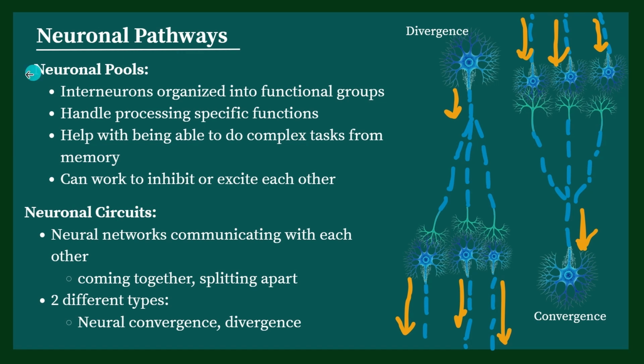The last thing I want to talk about, and it's just a term you need to know, is neuronal pools, and that's where the interneurons are organized into functional groups. We're born with some inherent neuronal pools for helping us with our basic survival, but as we're growing up from babies and learning certain things, we develop more neuronal pools that make these connections happen. That's part of our neuroplasticity: these interneurons collect in increasingly complex ways to help us do complex tasks. Specifically for memory, they can inhibit or excite each other.